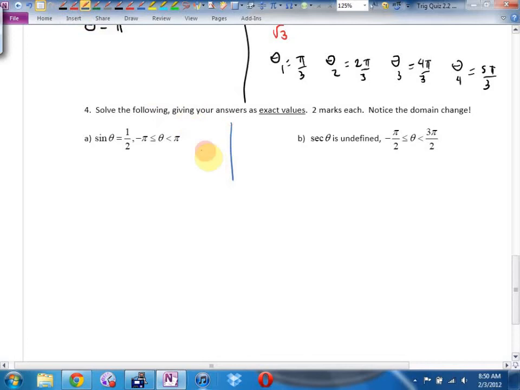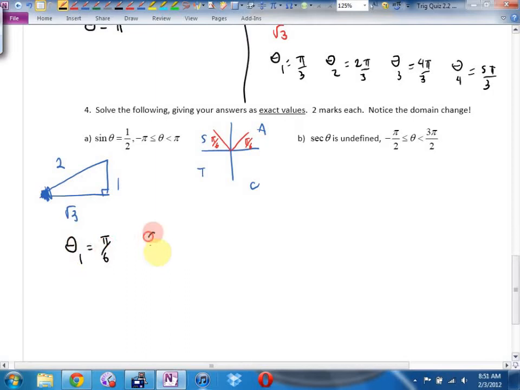CAST rule. Sine is positive here and here. I want the 1, 2, root 3 triangle. I think that angle has a sine of 1 half. So I think my reference angle is pi by 6. So the two answers that I get right now: theta 1, pi by 6, theta 2, 5 pi by 6.